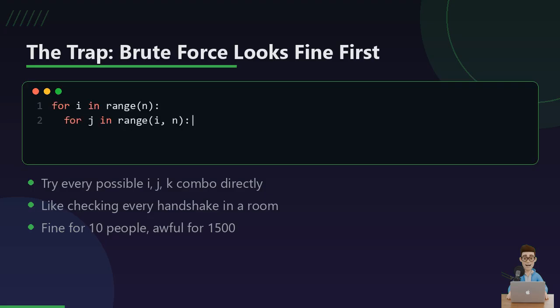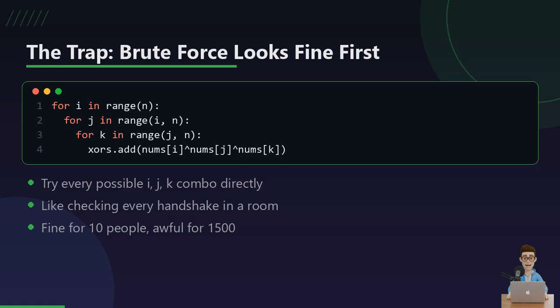Here's the first idea most beginners reach for, and honestly, it's a totally reasonable place to start. Just try every single combination of 3 positions directly, with 3 loops inside each other. Picture a room of people all shaking hands with each other. With 10 people, checking every handshake is instant. But with 1500 people, that's over 3 billion handshakes to check. Your computer would sit there for a very long time.